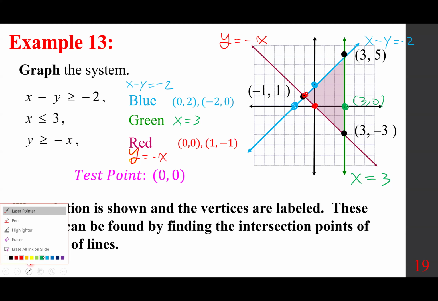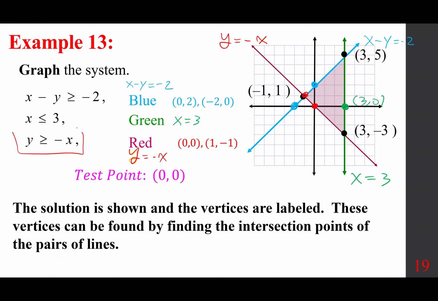So the test point for this one can be, for example, 1, 0. I don't know, 0, negative 1, negative 2, 0, okay? So the test point works for some of them and not all, okay? The test point. It's important to understand that.